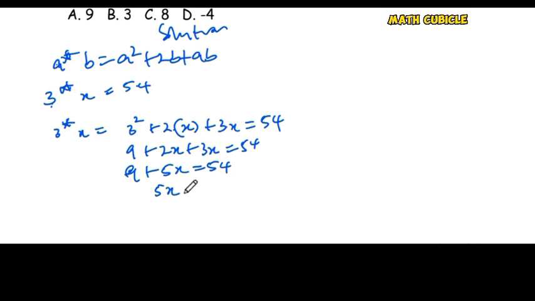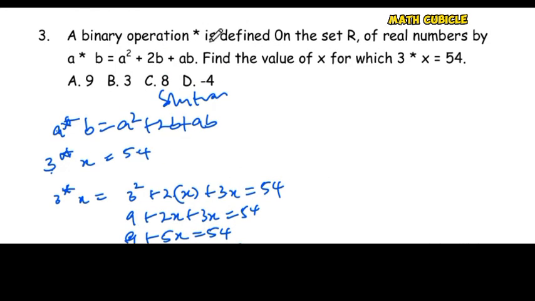Collecting like terms. 5x is equal to 54 minus 9. 5x is equal to 54 minus 9, that's 45. So x is 45 divided by 5. Our x is equal to 9. That's option A.